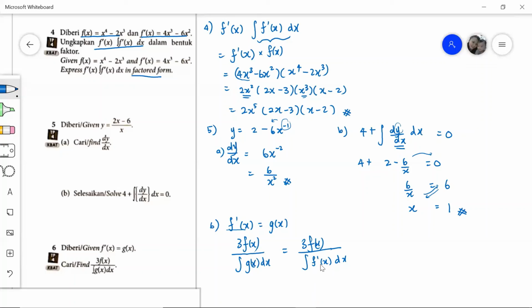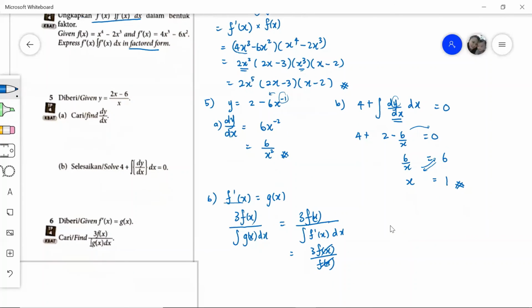So you differentiate and you integrate. So it goes back to its original self, which is f(x). So you simplify the whole function f(x). The answer is 3. So that's it for question number 6.